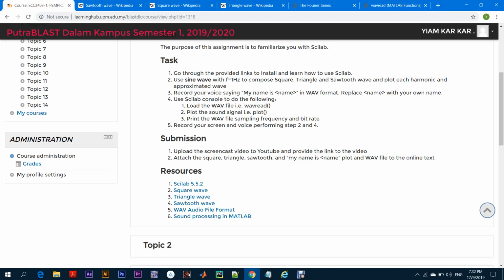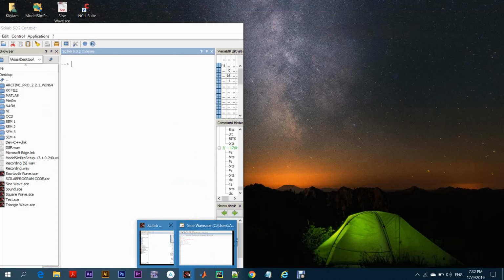So for the digital signal processing assignment, the first task given is we need to compose the square wave, triangle wave, and also the sawtooth wave by using the sine wave with frequency of 1 Hz and plot each harmonic and approximated wave. So at first, we need to plot the sine wave by using the Scilab.